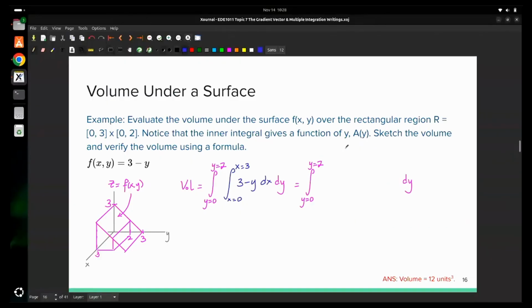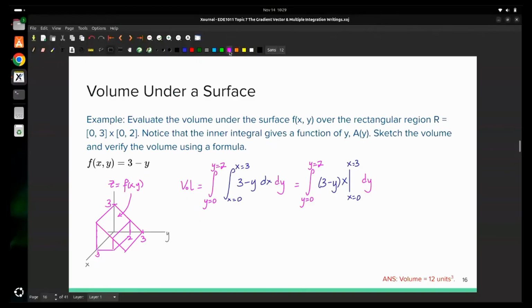So just integrate the inner function first, the blue color function, with respect to x. You treat 3 minus y as a constant, so you just keep the whole 3 minus y. When you integrate a constant with respect to x, you get kx. Then after that, sub in the limits. Keep in mind that these limits are for x. Don't go and sub in the y.